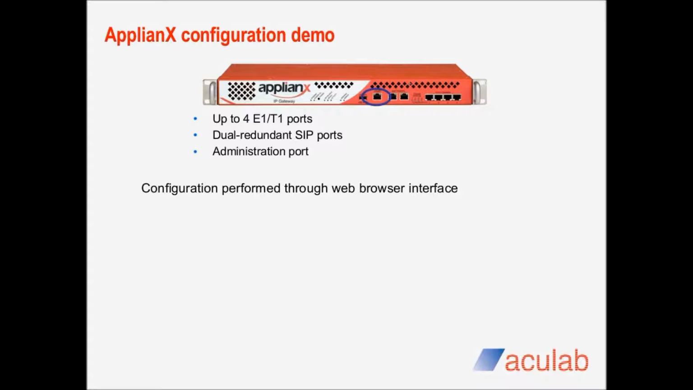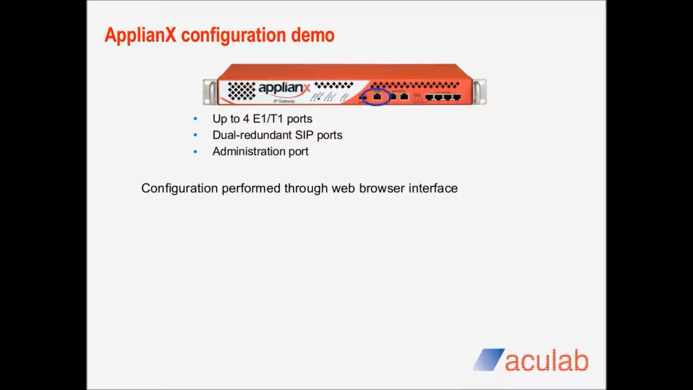You access the web interface by browsing to the IP address of the administration port of the appliance. When you receive an appliance, it comes with a default static IP address, and this can be changed during the configuration. Once configured, you can monitor the health of the appliance either via the web interface or via SNMP.